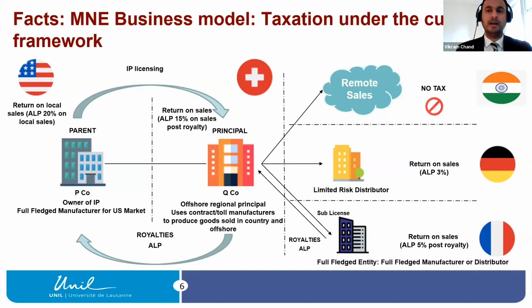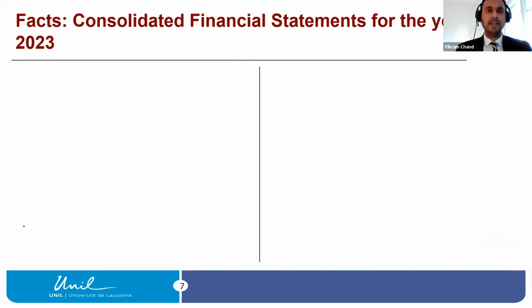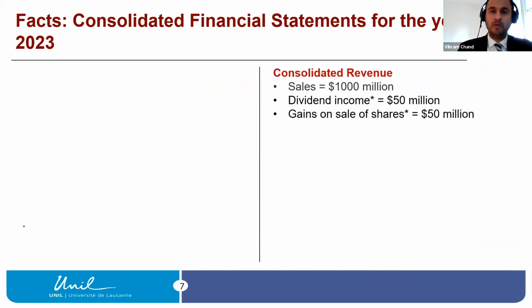And if you see in this entire case study, the multinational is selling products in the US, Switzerland, India, Germany, and France. Now, with respect to the consolidated financial statements, which have been prepared according to the US rules, we will assume here the group has a consolidated revenue of 1 billion, which is 1,000 million. At the same time, it has some dividend income and gains on sale of shares of external investments it has made in companies in which the US parent has around a 10 to 20% ownership interest.